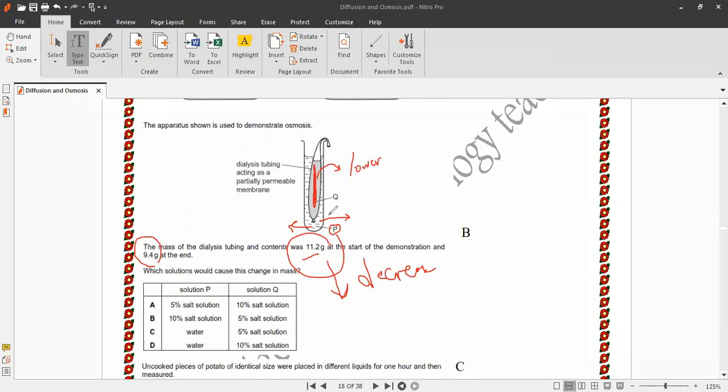So what caused the mass decrease? The concentration of Q is lower than the concentration of B. So here solution Q is 5% salt and solution B is 10% salt. So why is it not C or D? If solution B is water, then the water moves inside, so the mass will increase. So it is wrong. Here the mass decreases.